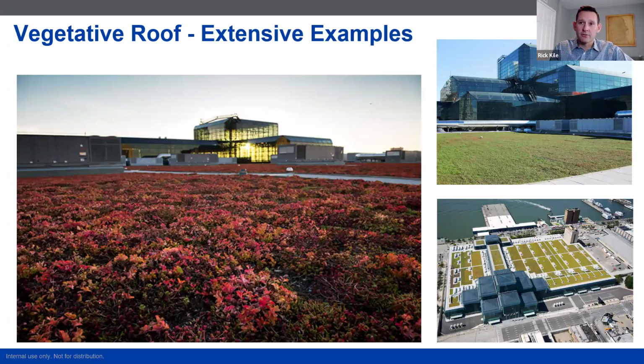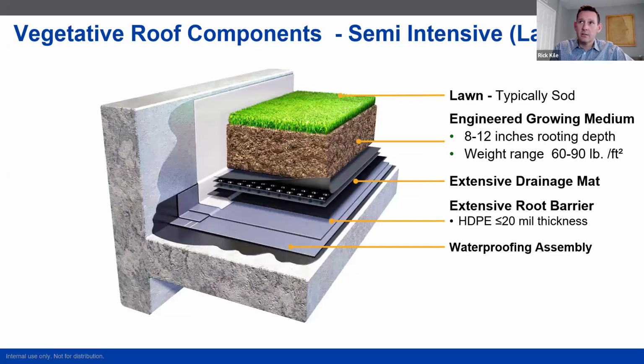So just an example of some extensive projects. Semi-intensive is most commonly lawn, but it also, I guess, prairie grass, prairie style falls into this because of the depth of media ranges from 8 to 12 inches or so. As a result, with growing media being the heaviest component within the assembly, that weight range is going to creep up. That's for a couple of reasons.